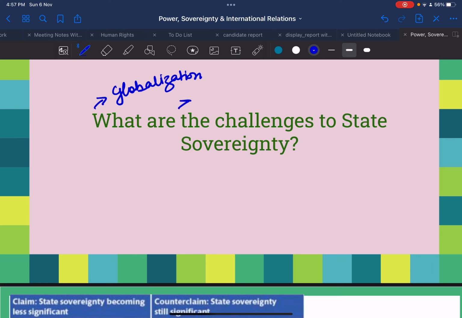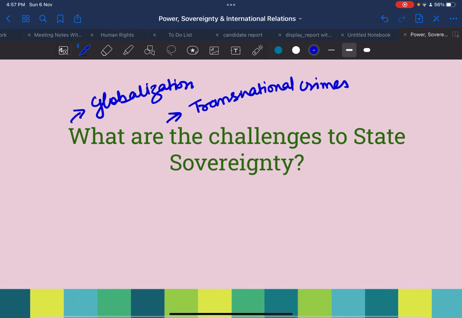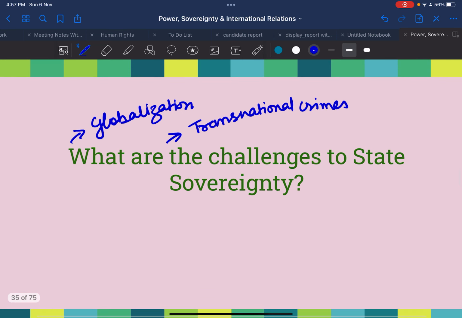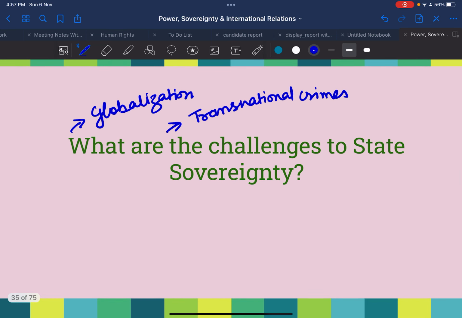Second one is transnational crimes. This can be another challenge which has led to the accelerating movement of illegal drugs, counterfeit goods, smuggled weapons, laundered money, trafficking in poor and exploited people. They all are challenging state sovereignty.